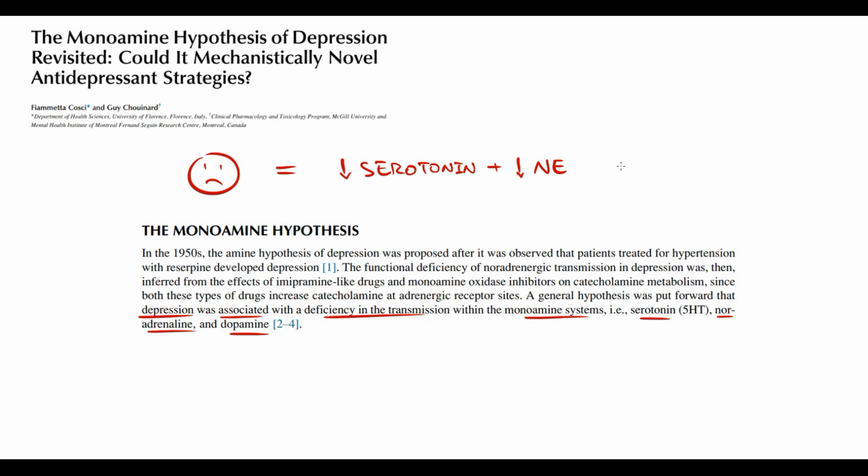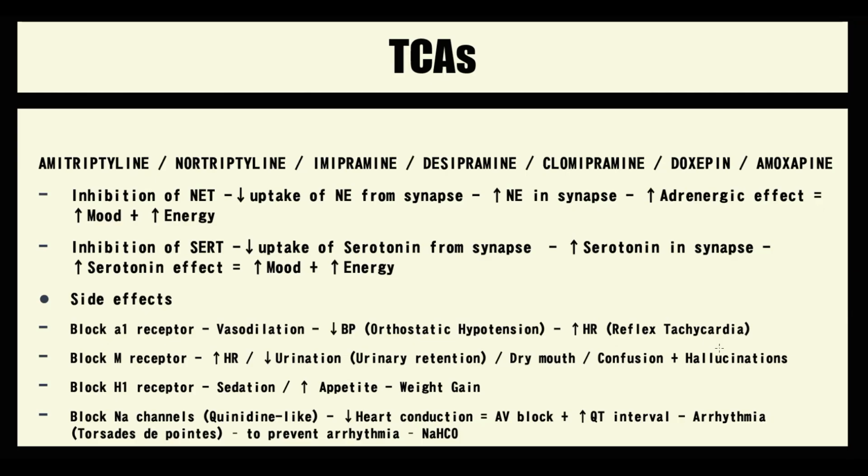So how to treat depression? The most obvious approach is to increase the amount of serotonin and norepinephrine in the synapse. And drugs that cause increase in serotonin or norepinephrine in the synapse we call antidepressants. To tricyclic antidepressants belong amitriptyline, nortriptyline, imipramine, desipramine, clomipramine, doxepin, and amoxapine.